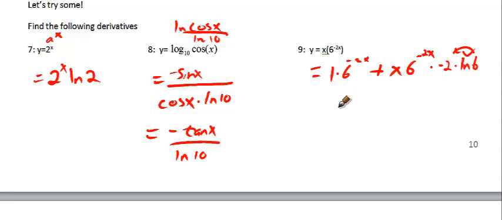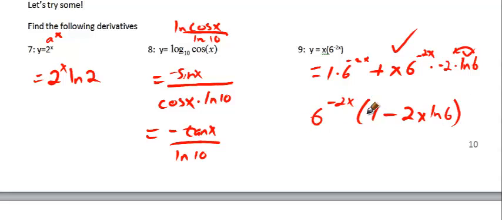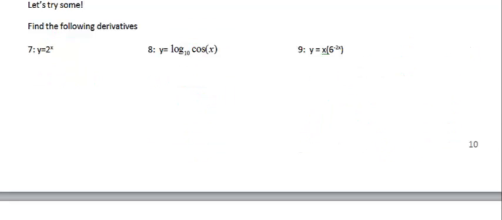Other thing that the AP exam will probably do is it probably will factor out the 6 to the negative 2x. First off, I'm okay with that answer. I mean, maybe not right in the 1, and maybe you might want to put the 2 out front with a minus 2, but the AP exam will probably have it this way. 1 minus 2x ln of 6, where they factor out the GCF. And you don't have to do that in my class, but you'll probably see your answers written that way.